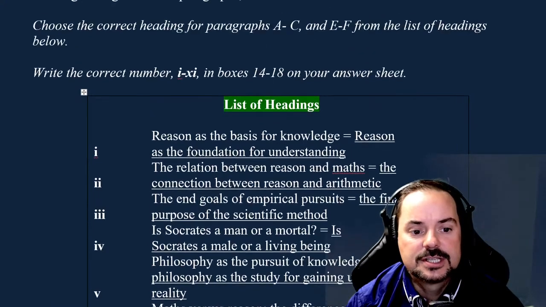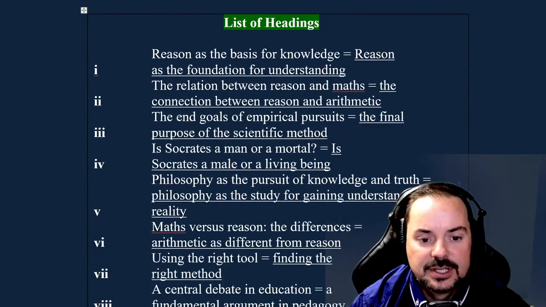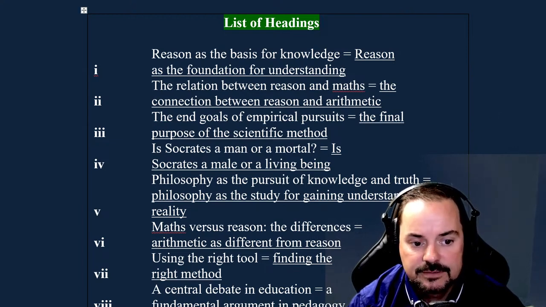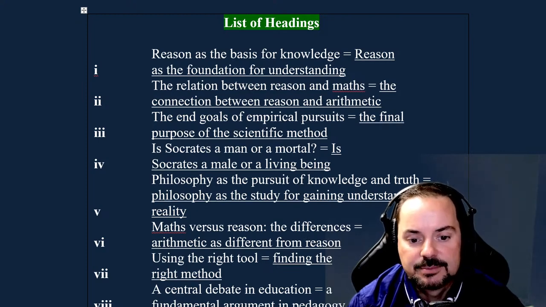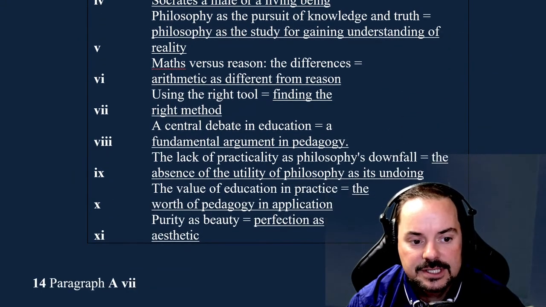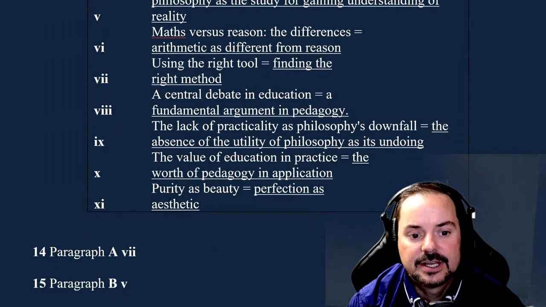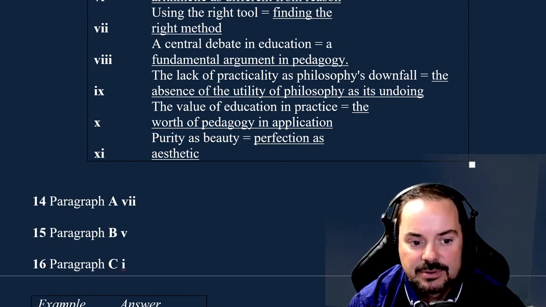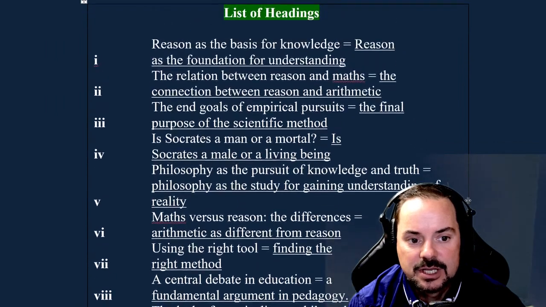So which of these choices is the closest match? Have a look at the list again. 1, reason as the basis for knowledge. 2, the relation between reason and maths. 3, the end goal of empirical pursuits. 4, is Socrates man or mortal? 5, philosophy as the pursuit of knowledge and truth. 6, maths versus reason, the differences. 7, using the right tool. 8, essential debate in education. 9, the lack of practicality as philosophy's downfall. 10, the value of education and practice. Or 11, purity as beauty. Which one do you think it is?